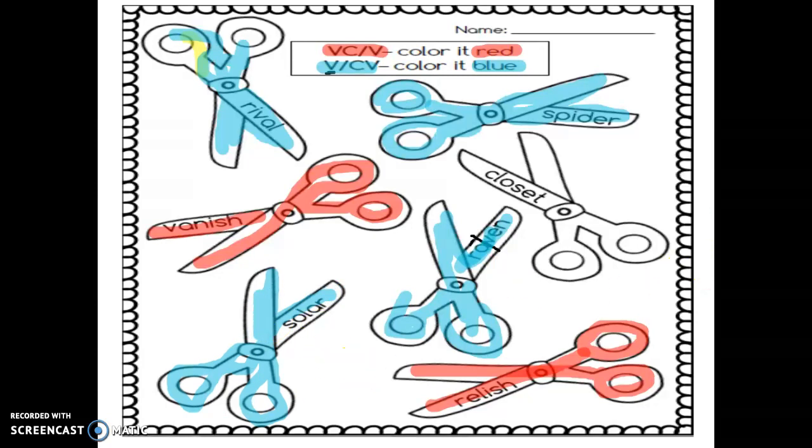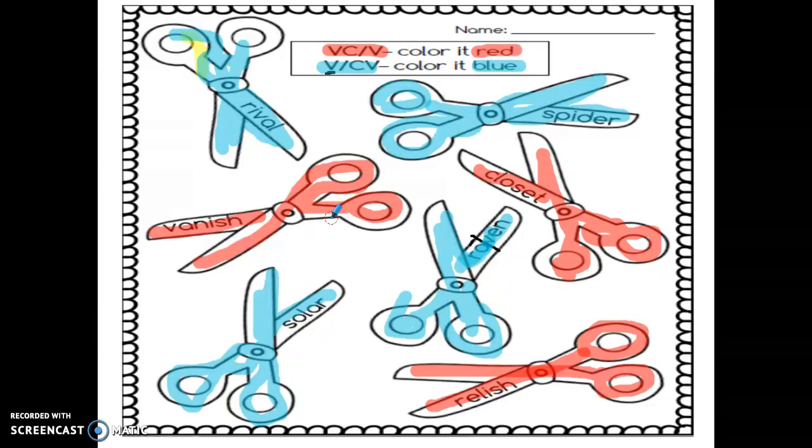Okay? And in this example, if I try to break it there and have O say its name, close it. Close it's not quite sounding right. So if I move the syllable break here and have the short O sound, closet. Closet definitely makes more sense and sounds like a word. So in this example, the syllable break is after the consonant, causing the vowel to make its short sound.